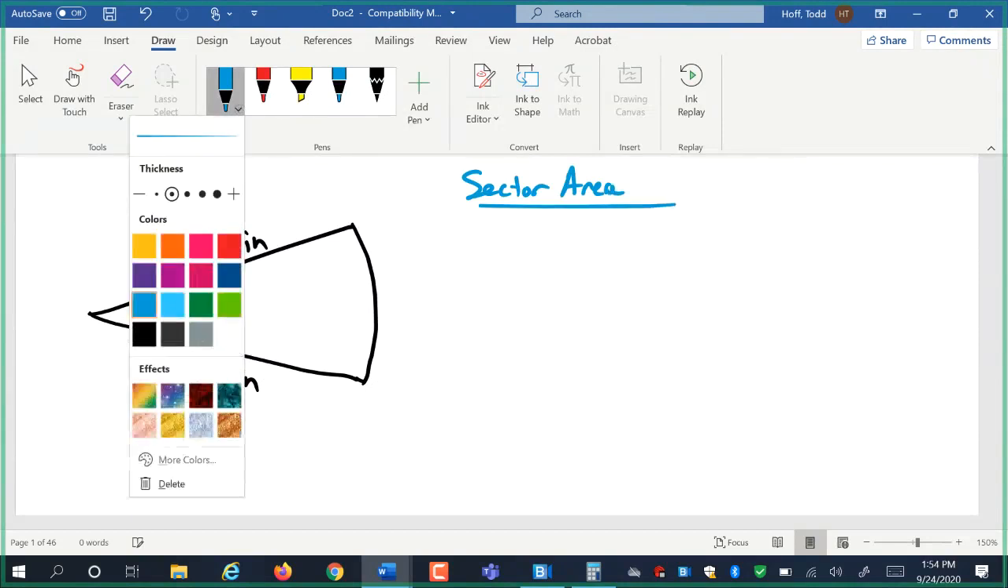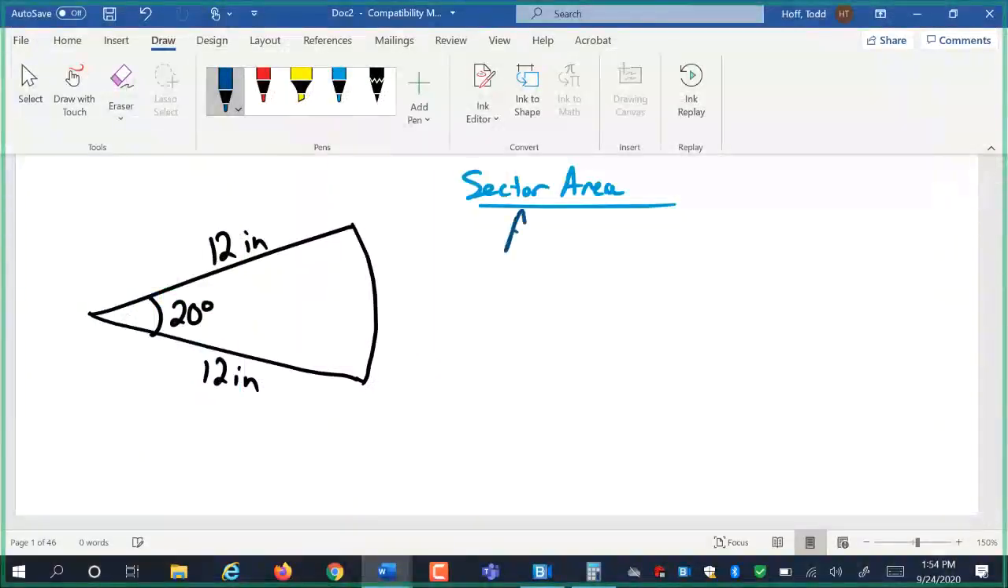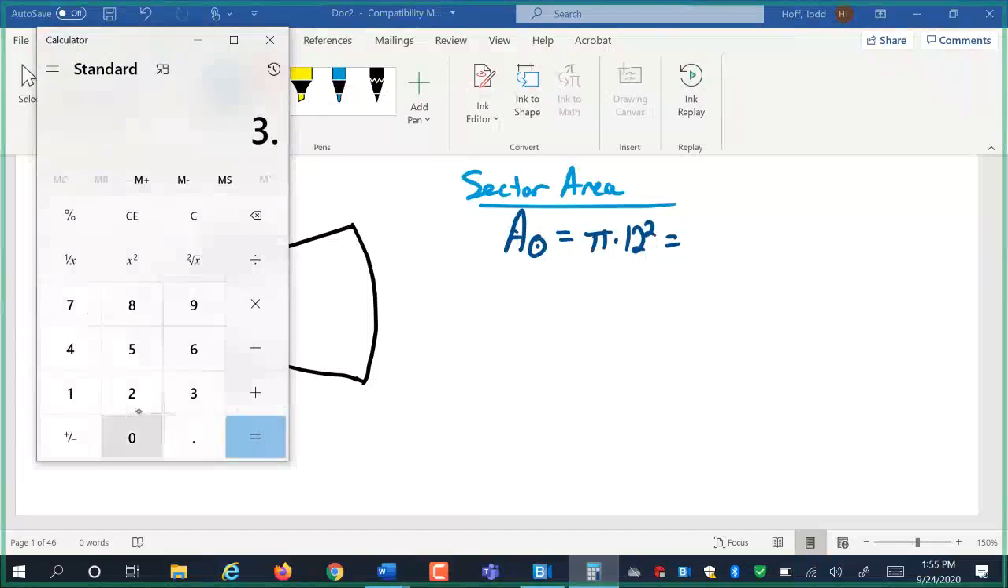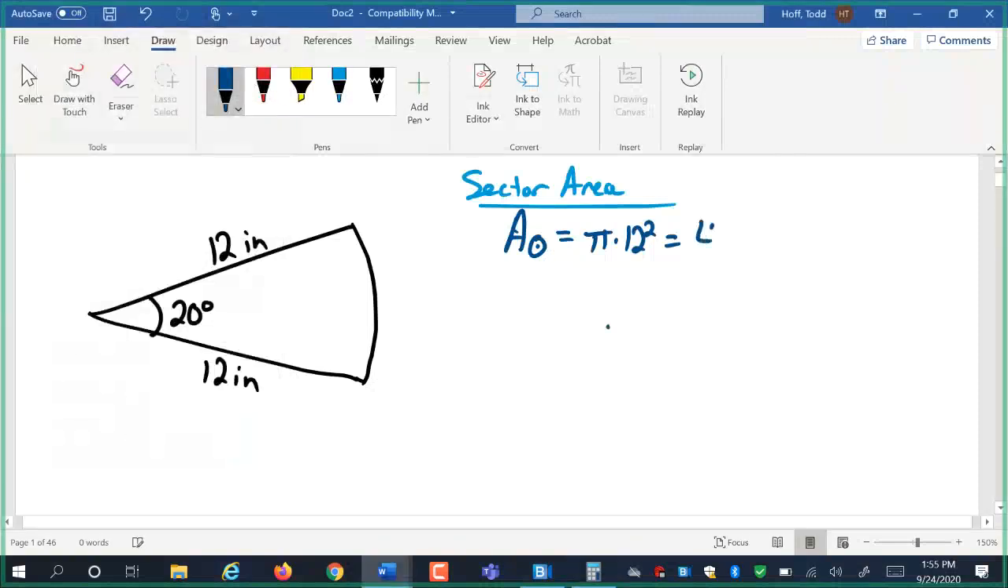We first need to find the area of the whole circle. So that A with the circle down beside it like that means the area of the full circle. That's going to be pi times 12 squared. So 3.14 times 12 squared is 452.16. That's in inches, so this is square inches.